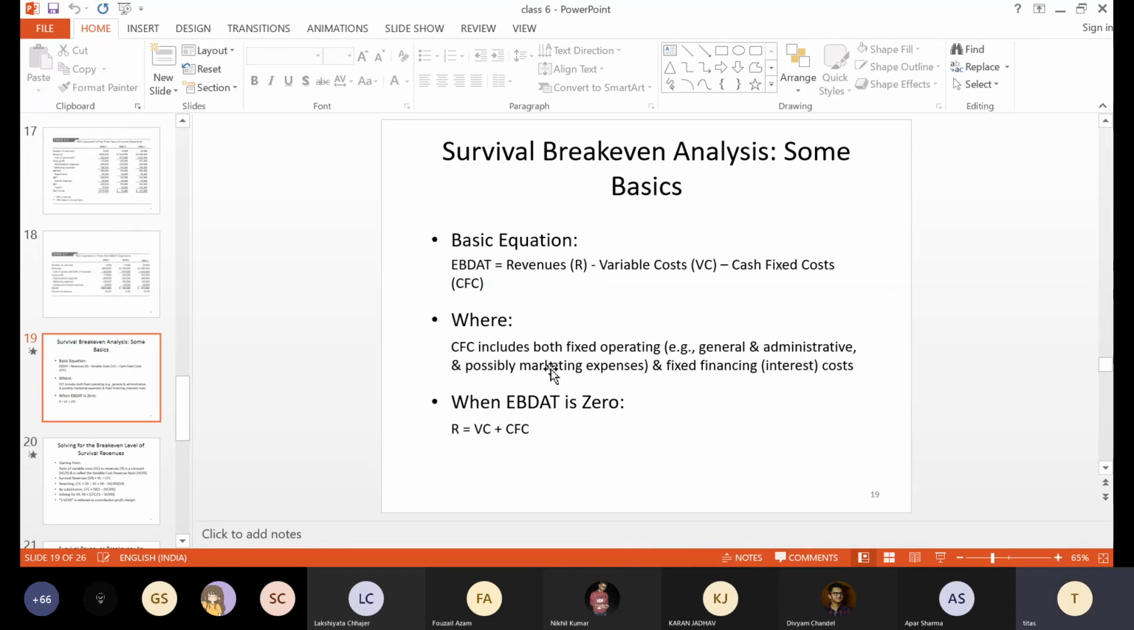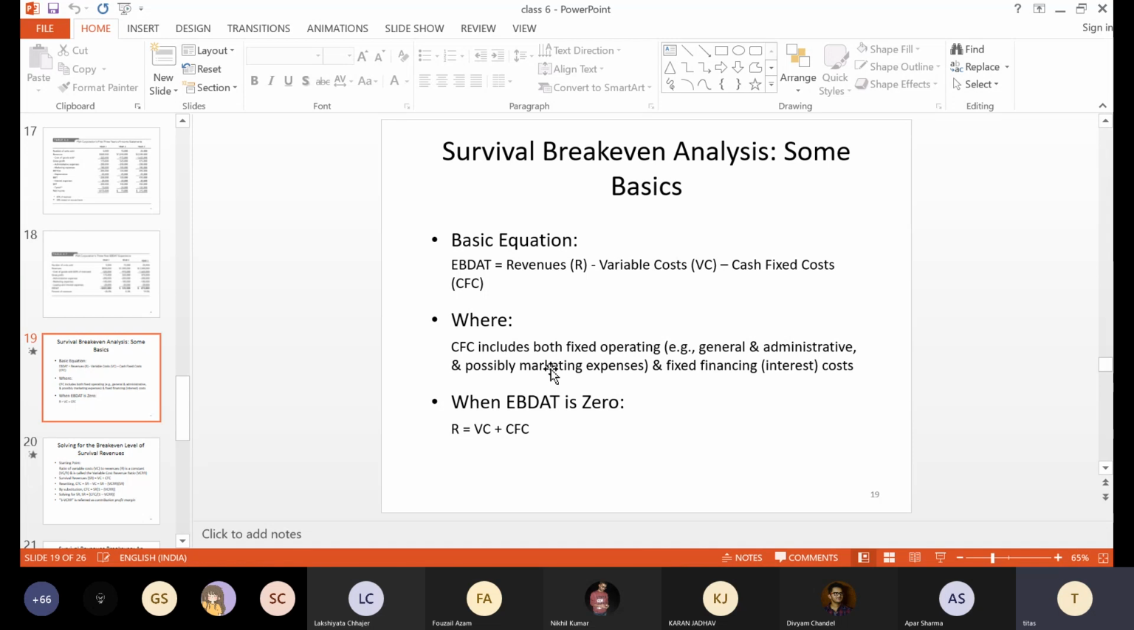As we know, no profit, no loss. So what is EBDAT? Revenue minus variable cost and cash fixed cost. All your administrative, marketing and interest are your cash fixed cost, not depreciation. So depreciation is not mentioned here, and we have not just said fixed cost, we have said cash fixed cost. What does cash fixed cost include? It includes both fixed operating and fixed financing cost. Fixed operating means general administrative and marketing, and fixed financing cost means interest cost.